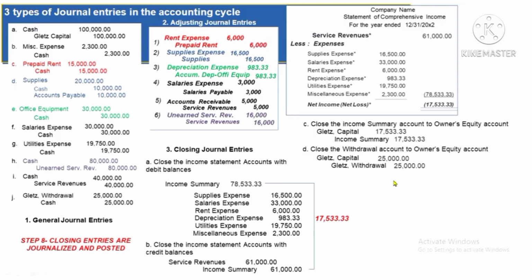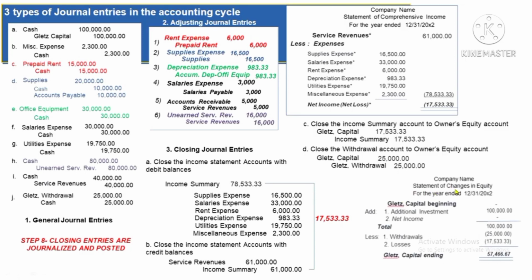Others of you might ask about what is the purpose of the closing entries as a whole. So to answer that, the objective of these four closing entries is to close the expenses, revenues, and withdrawal accounts to the Gletzmar capital account, which is similar to what happened on the statement of changes in equity that we have made in the past episode. Actually, after considering these closing entries, the Gletzmar capital here in our example will have a balance of 57,466.67.